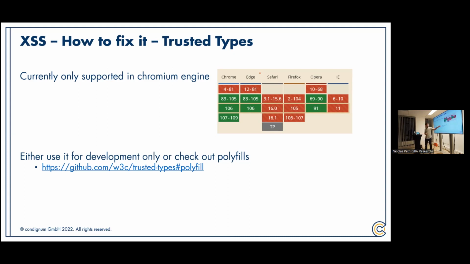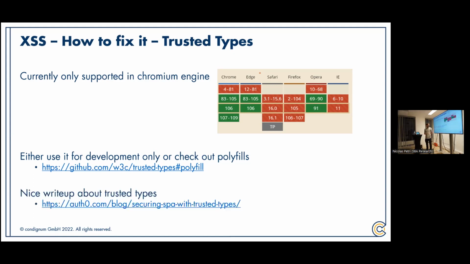Or there are also so-called polyfills, which should make it work in browsers that don't support trusted types, but I didn't really check that out in detail. So take it with a grain of salt, and if you need it, check it out yourself. And here is a very nice write-up, which explains everything about trusted types in quite good detail. I think it's a really cool feature and it has a lot of potential, but it's still very new. And let's see if it can really change something.